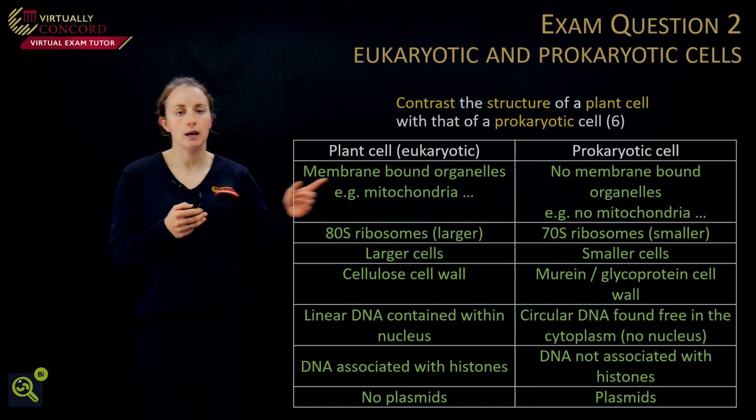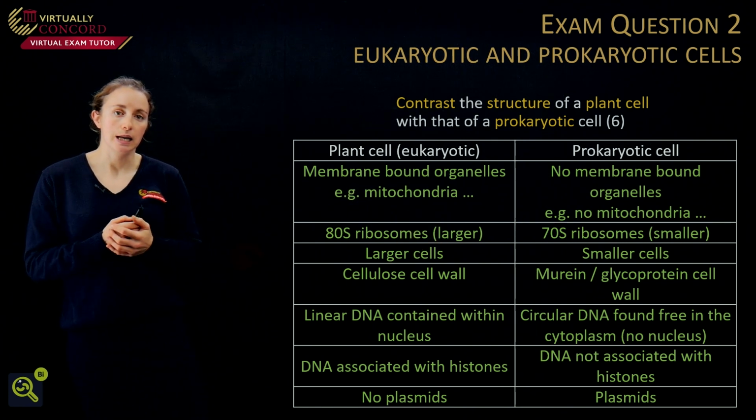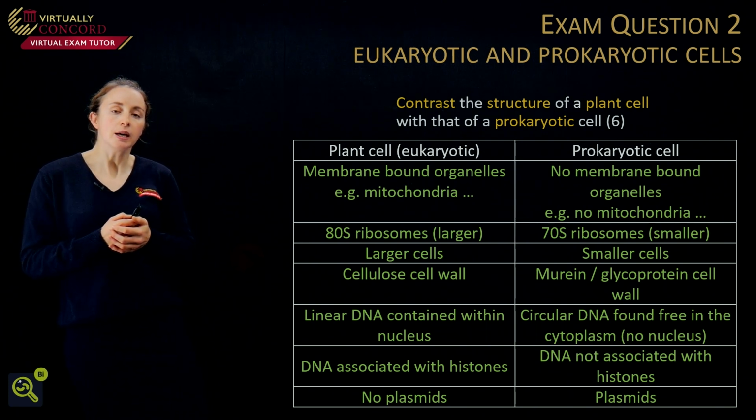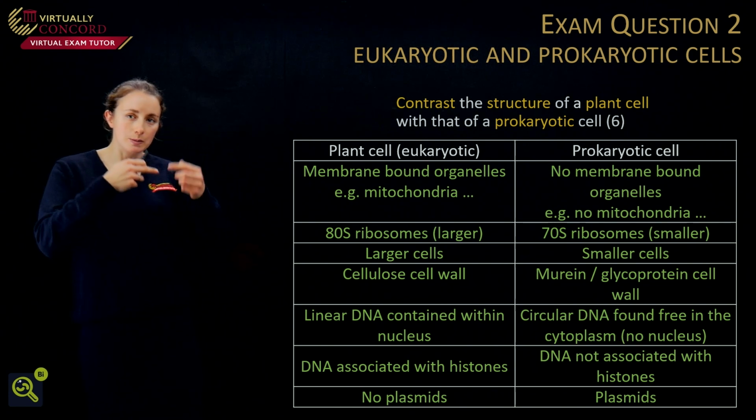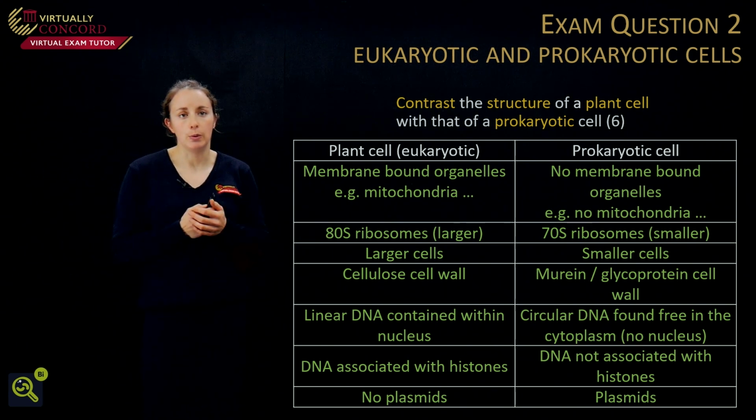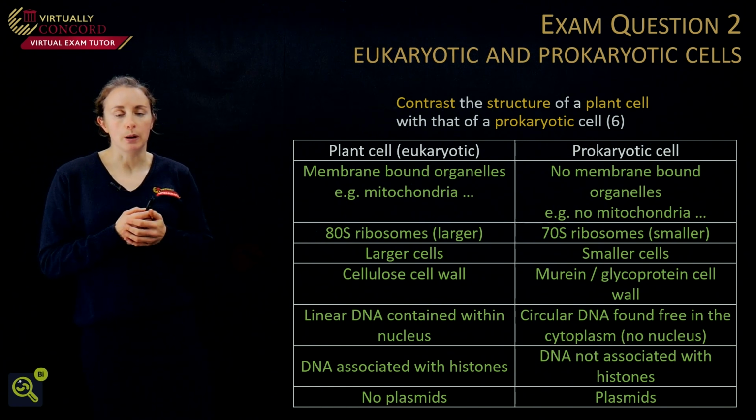And the comparison here, or the contrast, is that your prokaryotic cell has circular DNA found free within the cytoplasm, so it doesn't have a nucleus at all. And then plant cells have DNA associated with histones, so in the chromosomes the DNA is wrapped around histones, the little proteins, whereas that doesn't happen in prokaryotic cells. There are plasmids within prokaryotes, but not within plant cells.